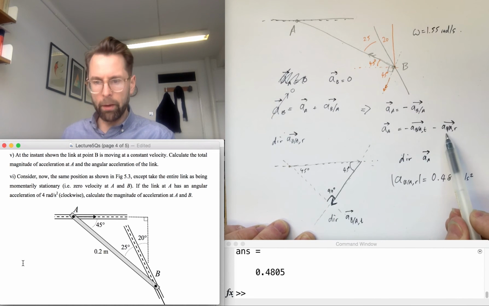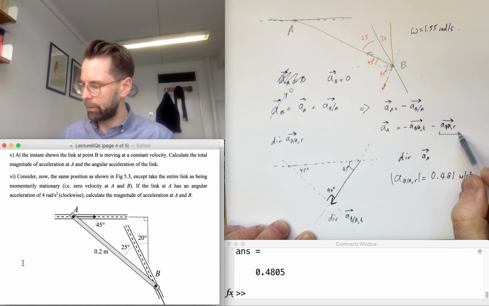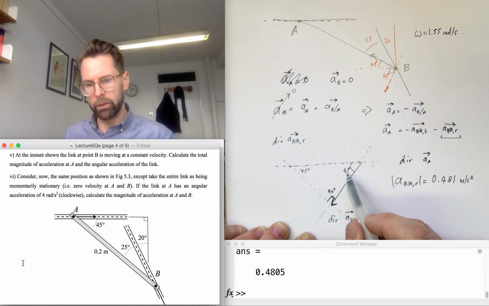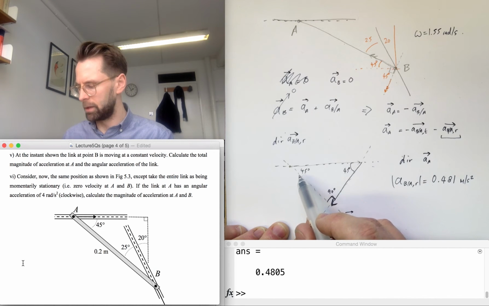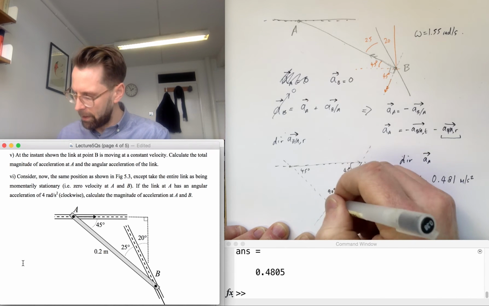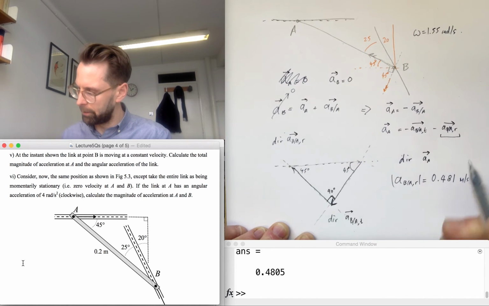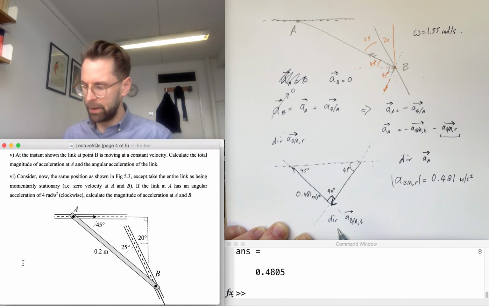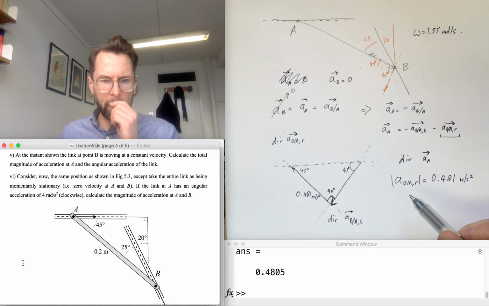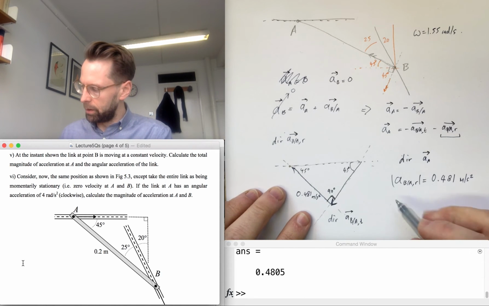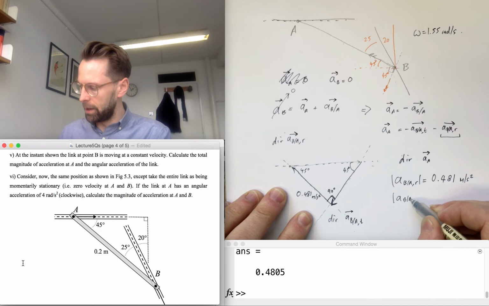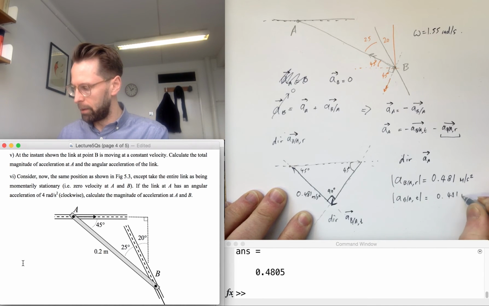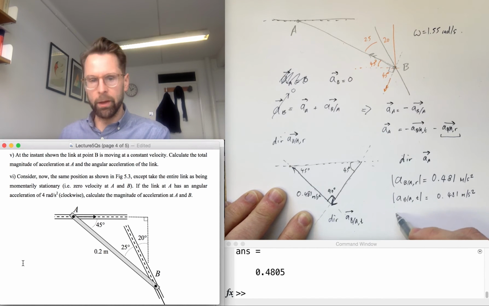So we now know exactly the direction and the magnitude of this vector. Because this is 45, this is 45, this is a right angled triangle, it's symmetrical, this has also got to be equal to 0.481 meters per second squared. So it's asking us what the acceleration of B relative to A in the tangential direction is. Well, that's also equal to 0.481 meters per second squared.